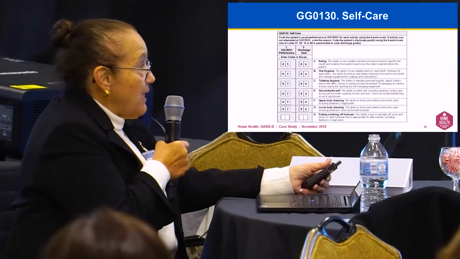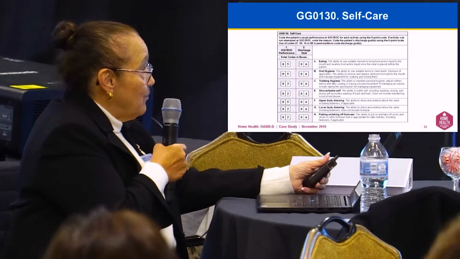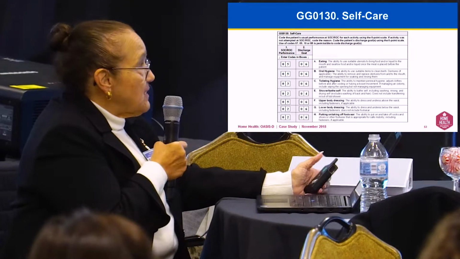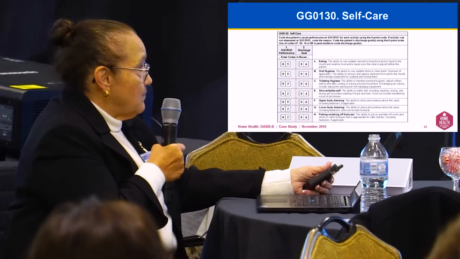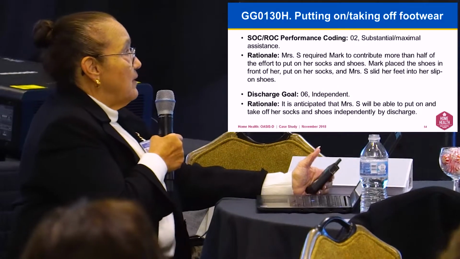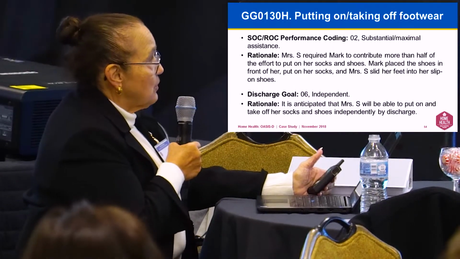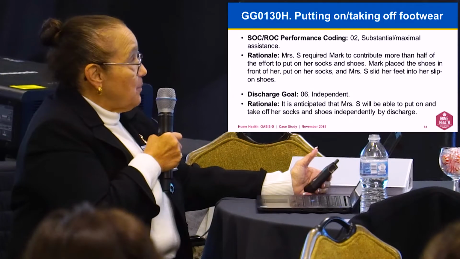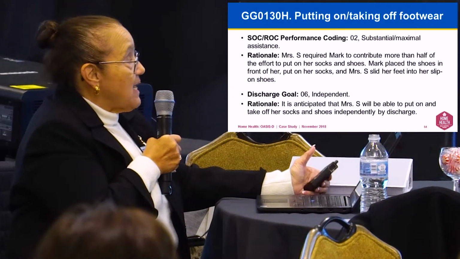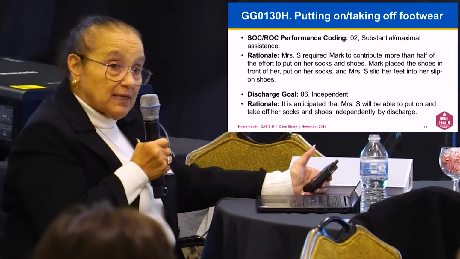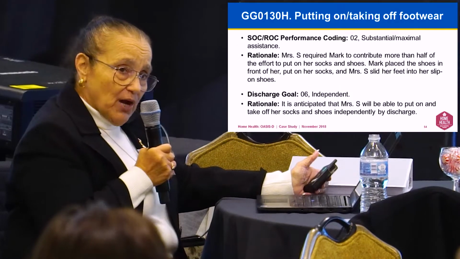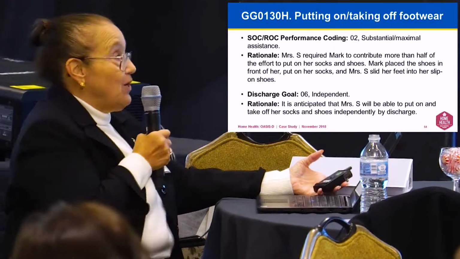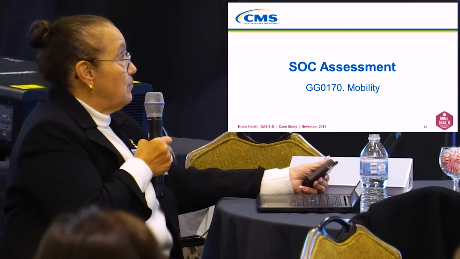Moving to H, putting on and taking off footwear. Here the start of care performance is again an O2, and the discharge goal is O6. The rationale here is that Mrs. S required her son to contribute more than half of the effort to put on her shoes and socks. The son placed the shoes in front of her, put on her socks, and Mrs. S slid her feet into her slip-on shoes. By discharge, however, our rationale is that Mrs. S will be able to put on and take off her socks and shoes independently.